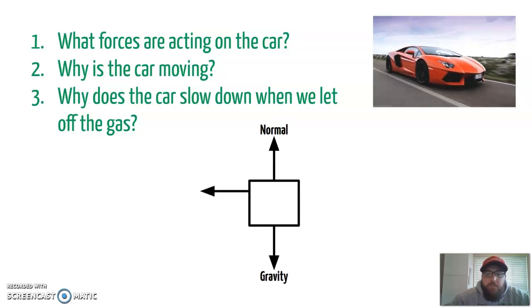So to the left, acting against the car, we actually have two forces that are going to be acting against the car here. One is friction, and that's on the tires that are touching the ground. And then the other would be air resistance.